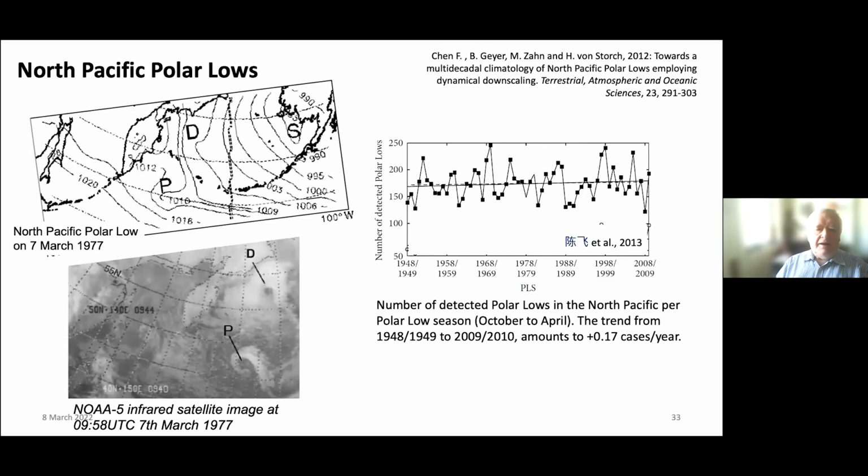And here we have an example. So here we have the output of one case, and here we have a satellite image. We actually got these two disturbances in the simulations which were not present in the driving reanalysis. In this way, we could reconstruct the development of the number of detected polar lows in the North Pacific per polar low season. And we see there was a slight increase, but not an accelerated one in later times.